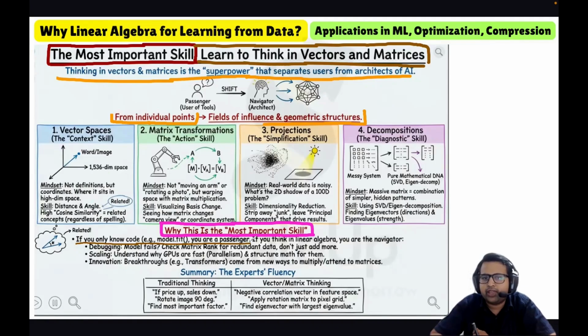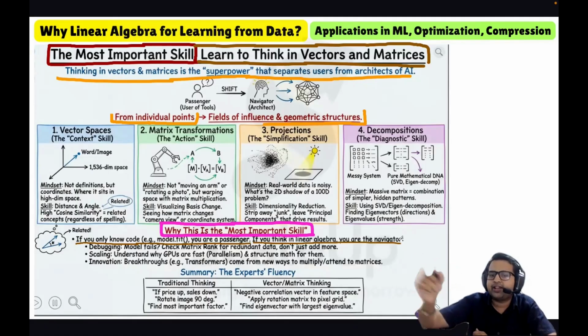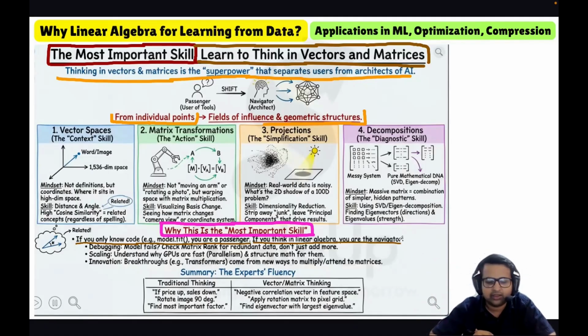But if you think in terms of linear algebra, then you are the navigator. You will be designing those inbuilt functions. You will be leading in which direction we should move. You will become the navigator. So why is thinking in terms of vectors and matrices important? It is important for debugging. Let us suppose a model fails. When a model fails, you don't just try more data. Rather, you will look at the rank of your matrix to see if your data is redundant.